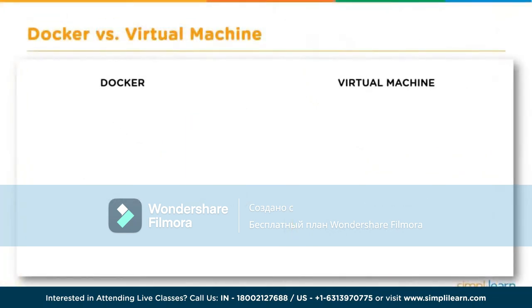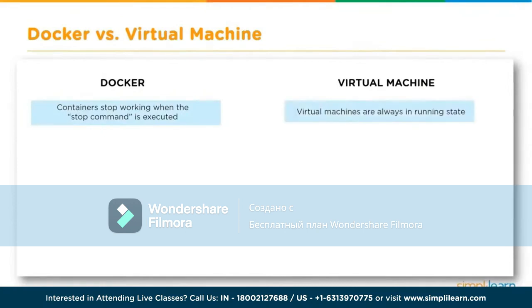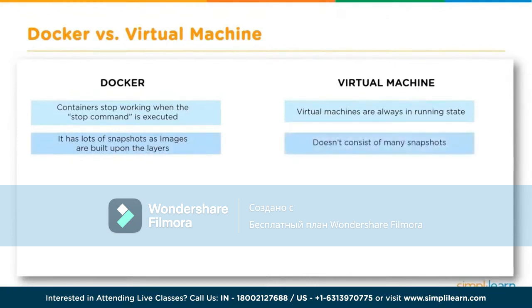Now let's discuss the minor differences between them. Docker is not always in a running state. It stops when the stop command is executed, whereas virtual machines are always running in the background, which will result in huge RAM consumption. Talking about snapshots, Docker has a lot of snapshots. A snapshot is an image that you can upload to a private repository to access it on another host. But virtual machines do not consist of any snapshots.